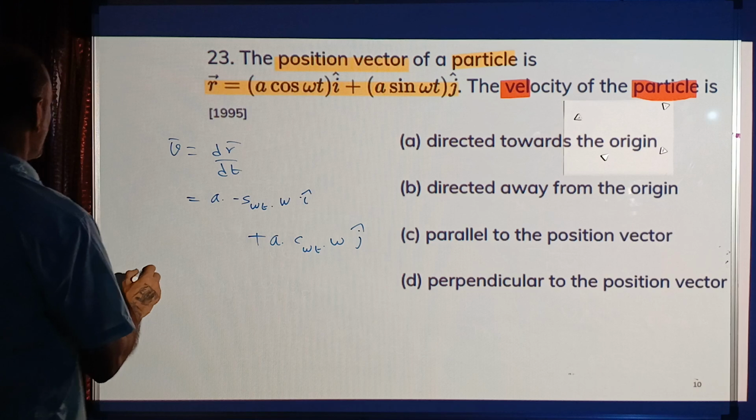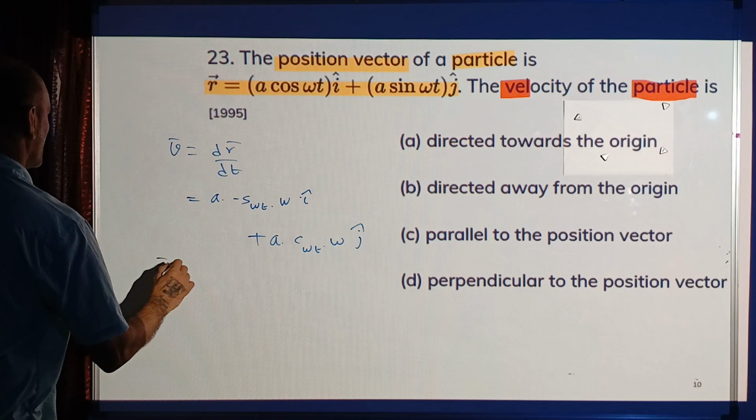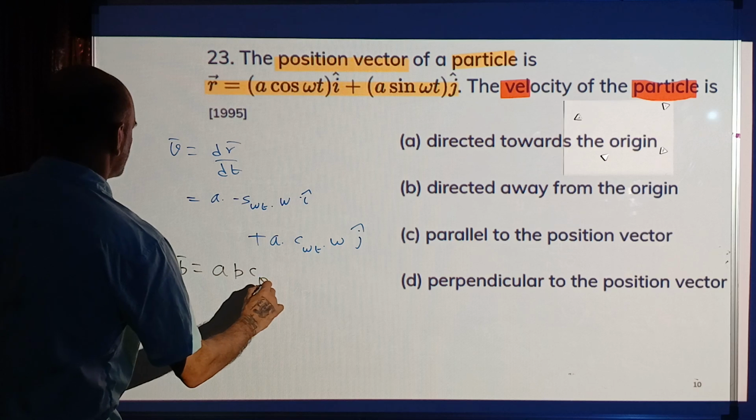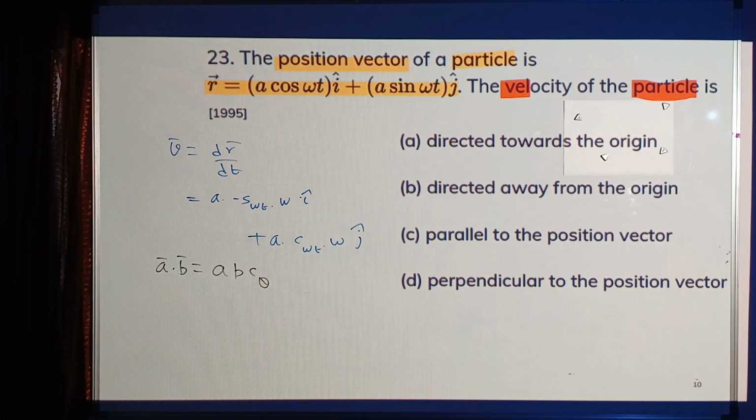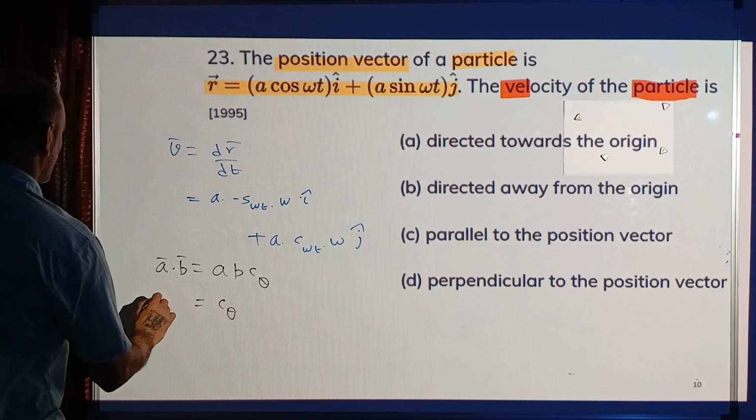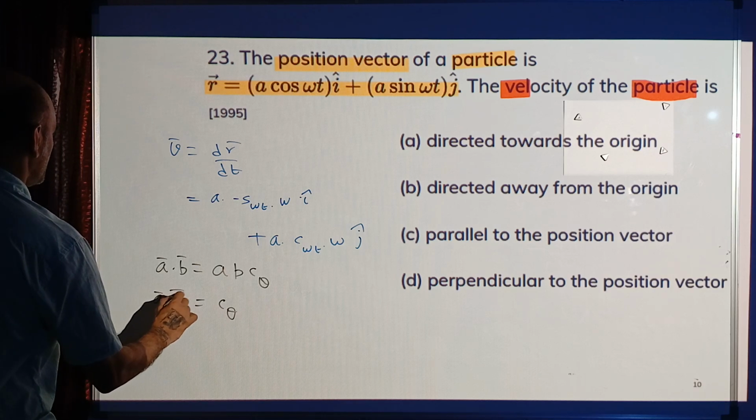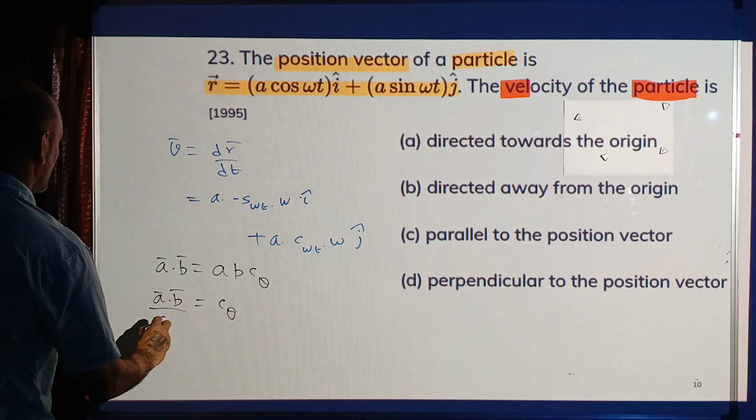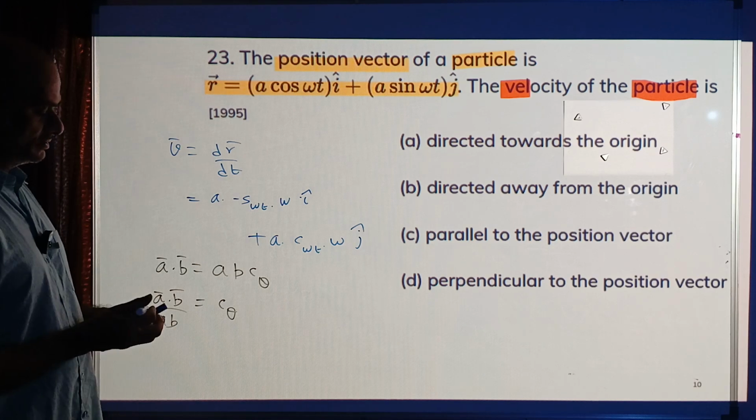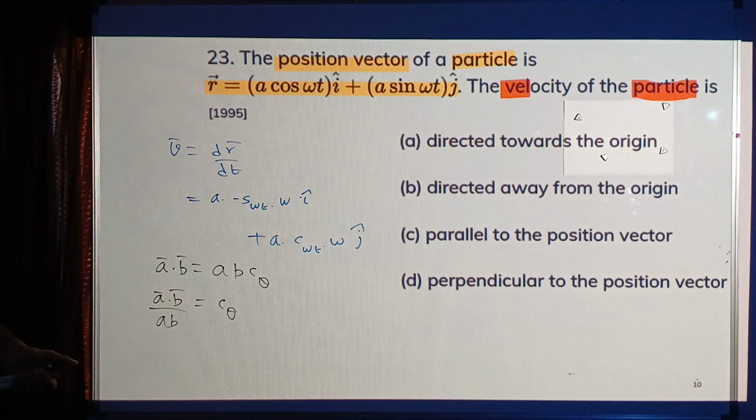So given two vectors A and B, I can write the dot product as AB cos theta, where theta is the angle between the two vectors. So this will give me cos theta as A dot B by AB. So if you calculate this quantity, I can get the value of the angle theta.